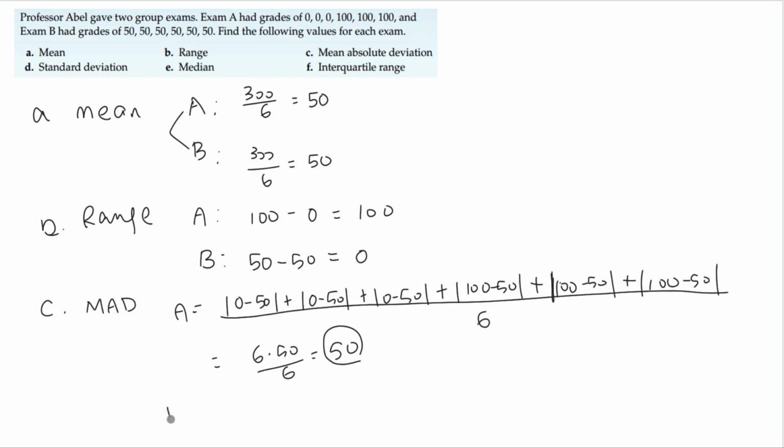How about exam B? We can do the same procedure here. So you're going to find the absolute value of the difference between mean and actual value. All of these values are 50 and our mean is 50 and you have 6 of them and divided by 6. I didn't even have to do all that, right? So I can erase it.